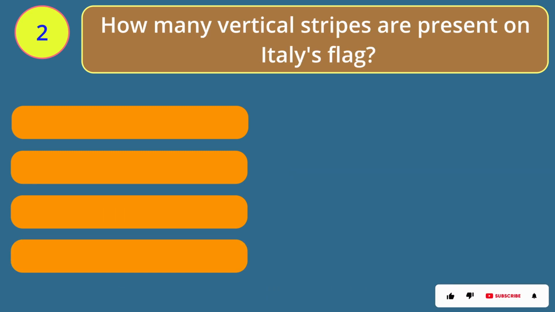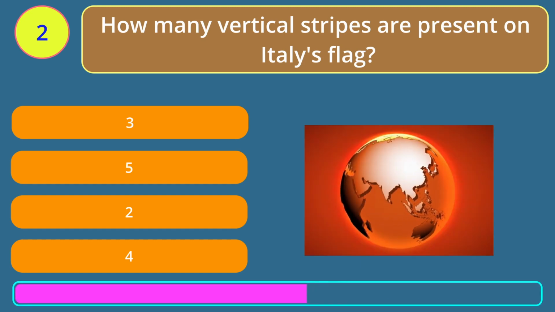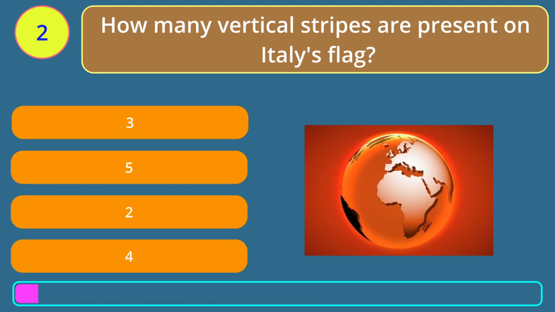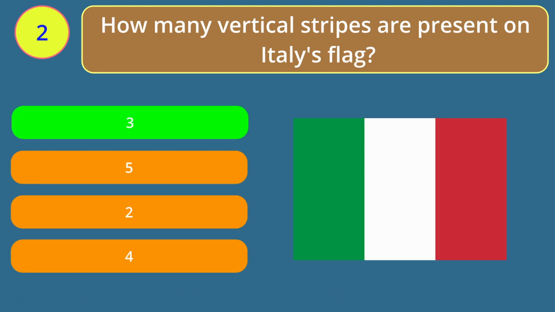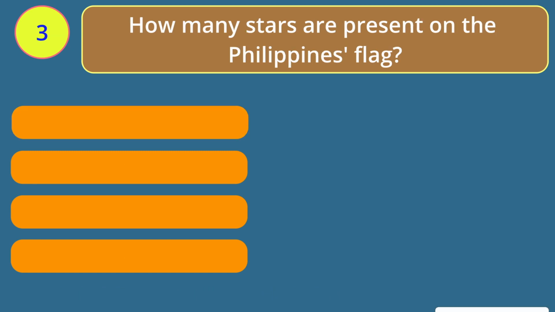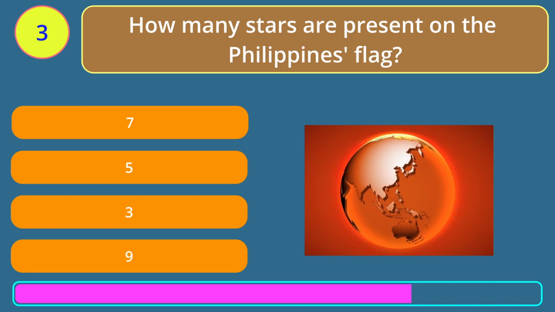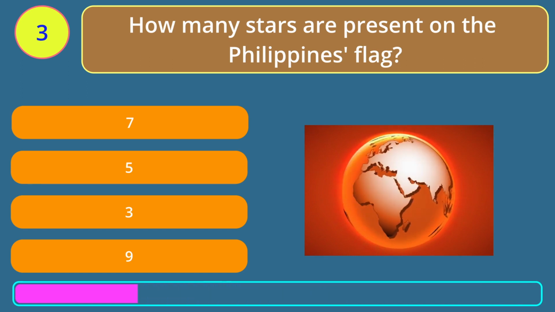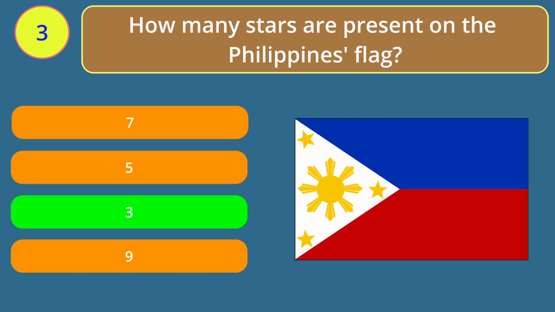How many vertical stripes are present on Italy's flag? The four options are 3, 5, 2, 4. The correct answer is 3. How many stars are present on the Philippines flag? The four options are 7, 5, 3, 9. The correct answer is 3.